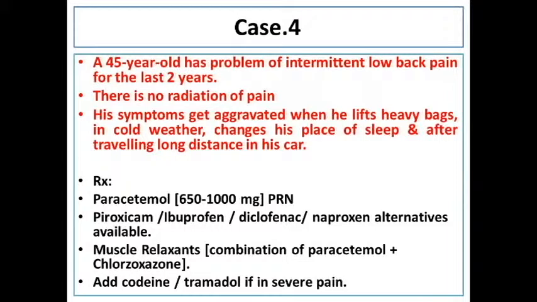So case number 4 is about a 45-year-old who has intermittent low back pain for the last 2 years. There is a difference. The earlier case was sudden backache, but here it is for the last 2 years. There is no radiation of the pain. His symptoms get aggravated when he lifts heavy bags in cold weather, changes his place of sleep, and after traveling long distances in his car.